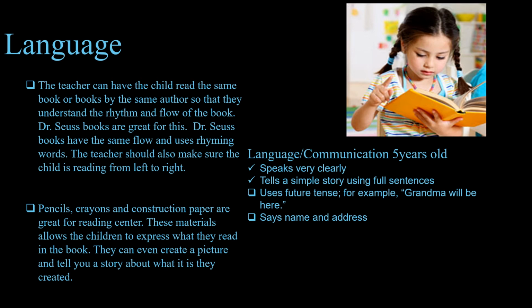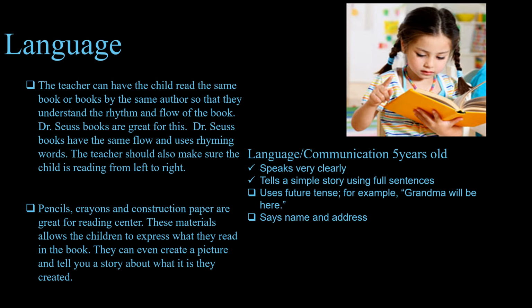Language Part 2. The teacher can have the child read the same book or books by the same author so that they can understand the rhythm of flow of the book. Dr. Seuss books are great for this. Dr. Seuss, he has rhyming books. So it's the same flow, so you're getting it, and the children are learning rhyming words, and they're learning how to read the book. They're catching the rhythm of the book.